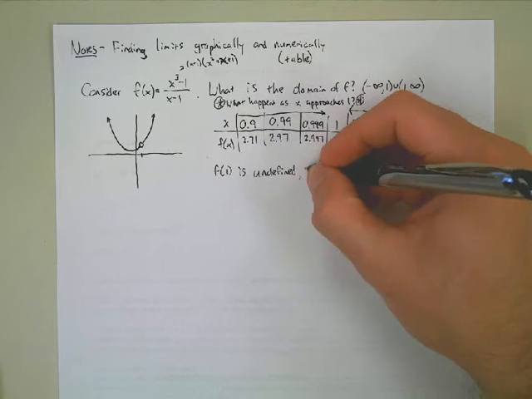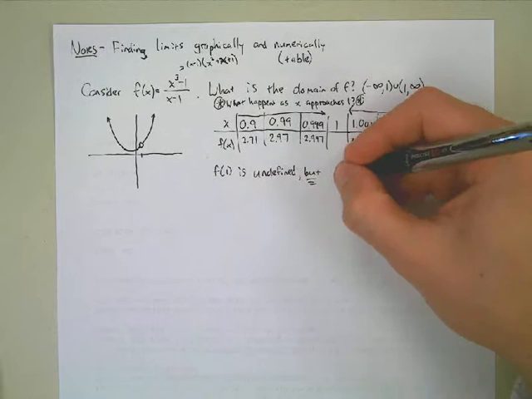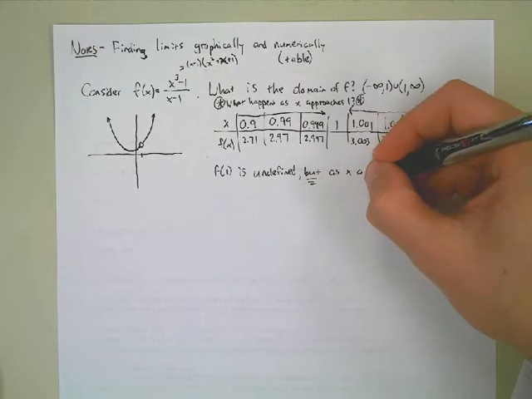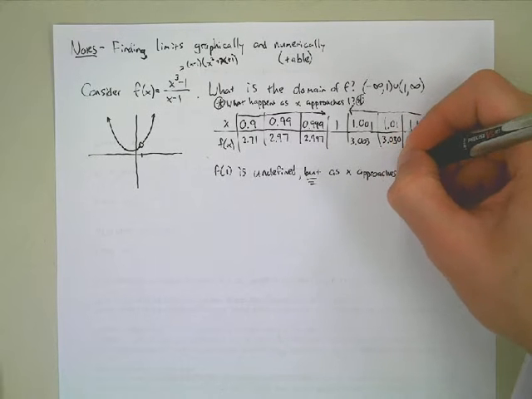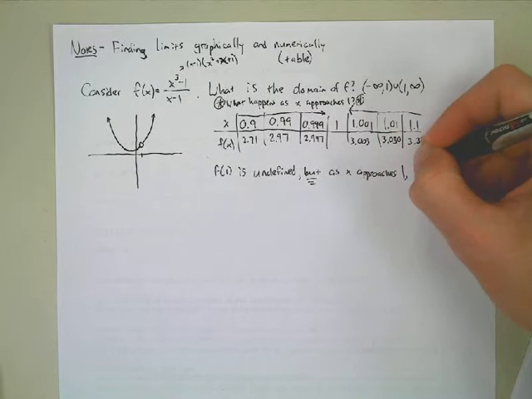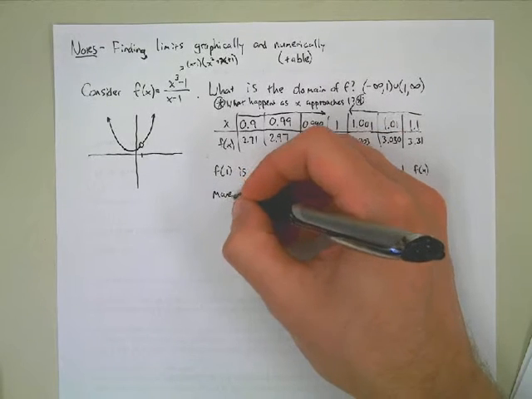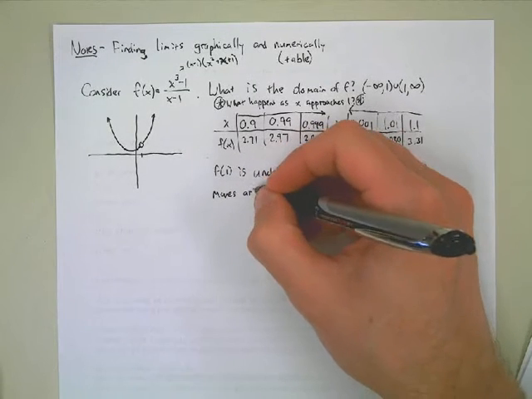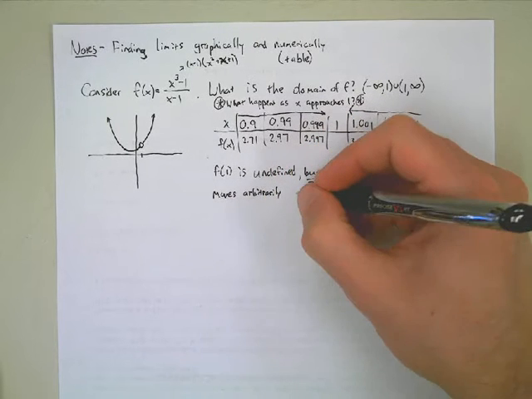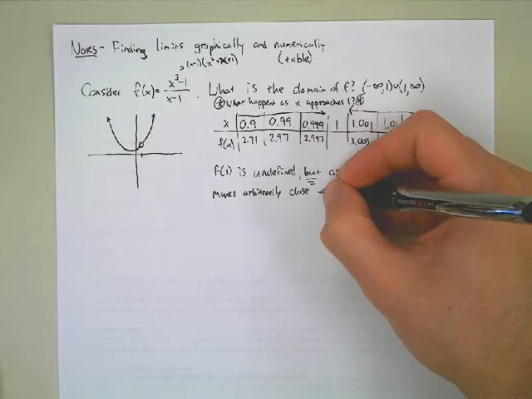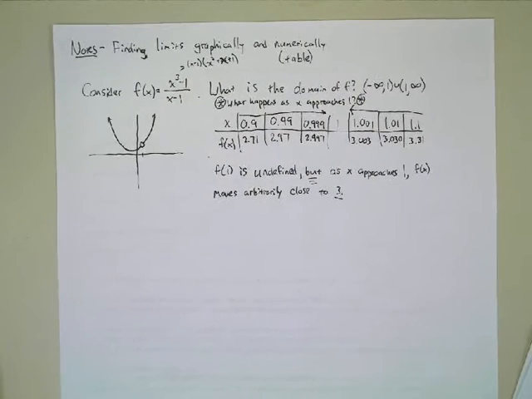But, as x approaches 1, so we don't actually get to 1, but as we get closer and closer, as x approaches 1, f of x moves arbitrarily close to 3. Okay, so what do I mean by arbitrarily close there?